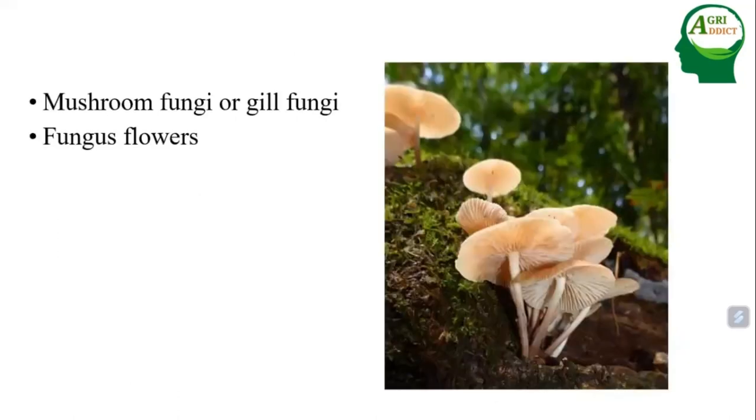Coming to the mushroom fungi. They look like flowers, therefore we call them fleshy fungi or gill fungi. Coming to its important structures, this is the stipe and this is the pileus. Whereas these things are the gills, you can see here. And this is the annulus region. Here there will be a volva.